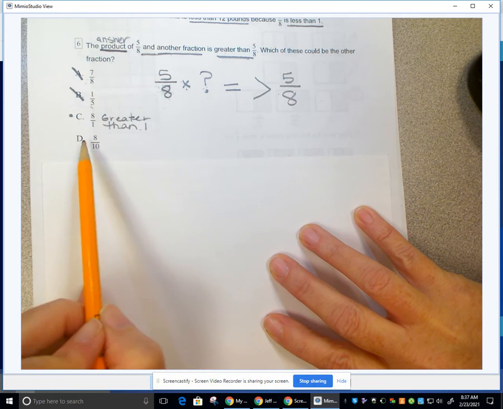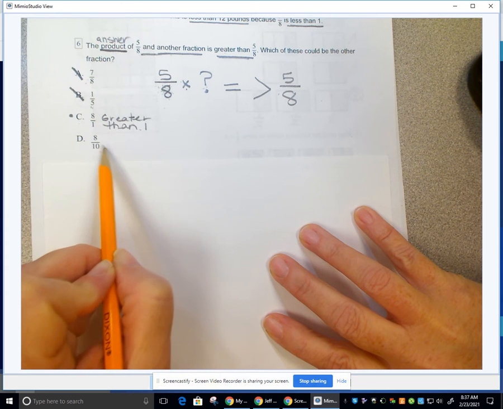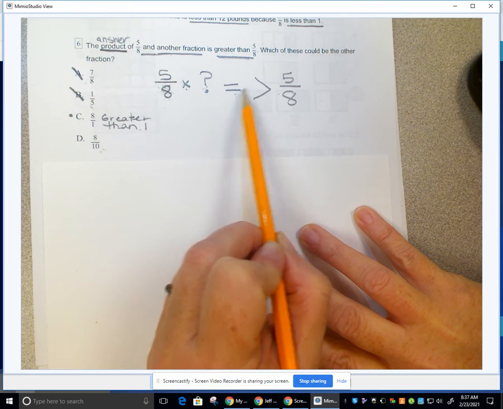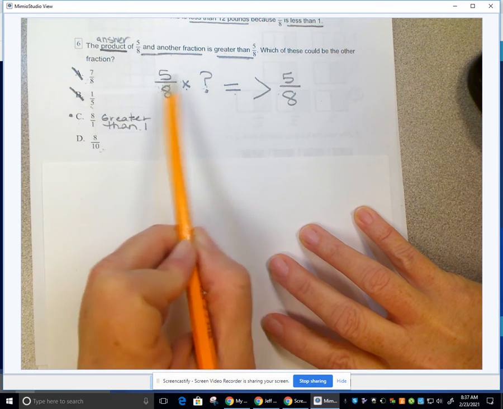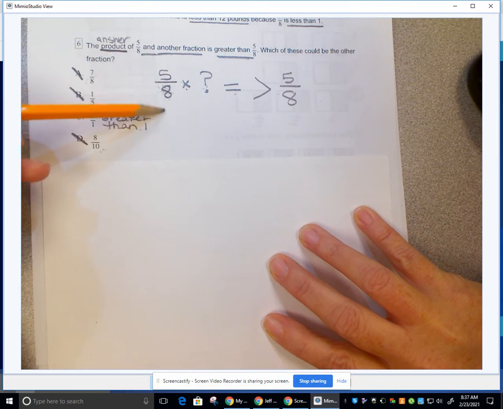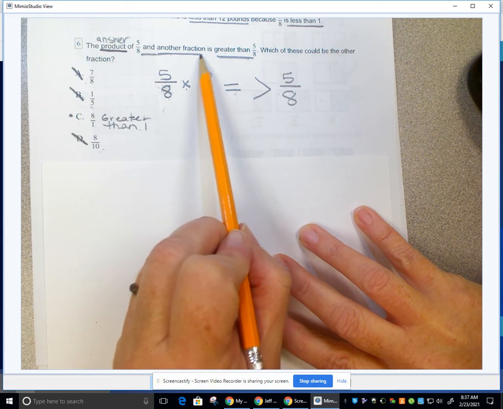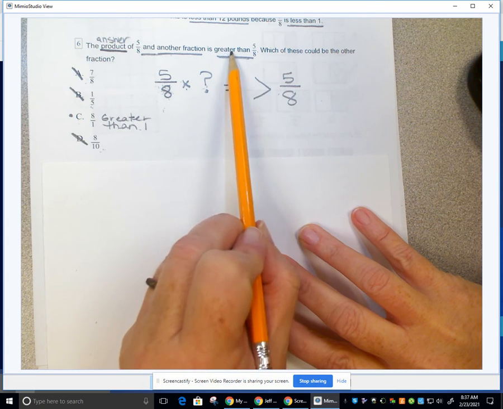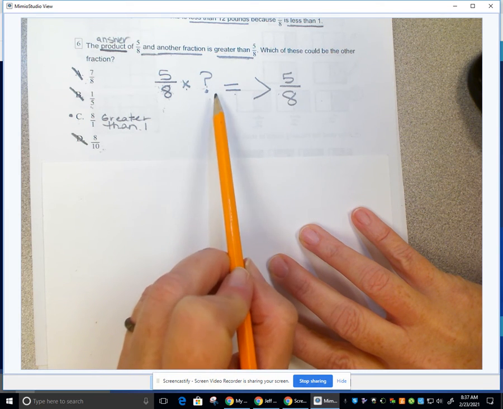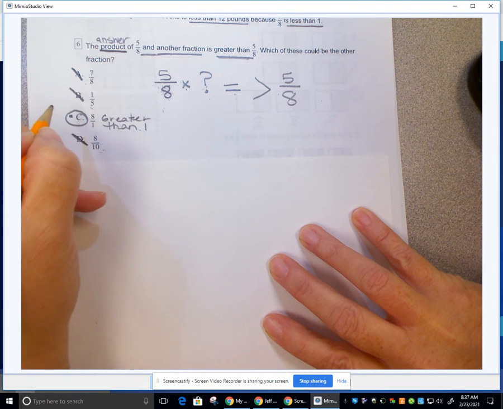All right, 5/8 times 8/10. This is less than 1. It's a piece. So when I do a piece times a piece, my answer will be less than either one of these. So if I was going to multiply 5/8 times one of these, and I wanted my product to be greater than 5/8, then I've got to go with a fraction that is greater than 1. So I want C.